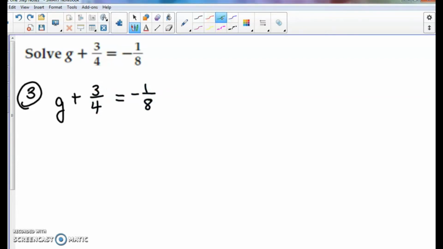The first thing we're going to do is locate our variable. There he is, he's on the left side. What's happening to him? He's adding 3/4. So to get rid of it, we're going to transpose our 3/4, and since it's a plus 3/4, we take it over here, and it becomes a minus.